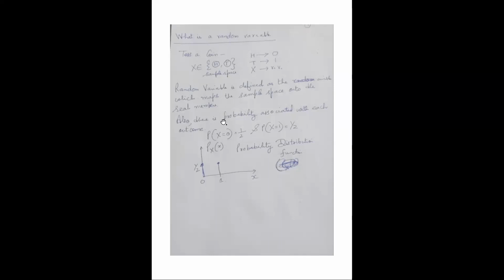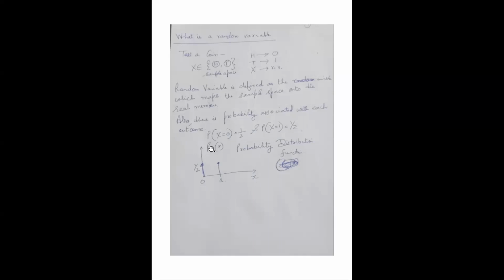With every random variable, there will be probabilities associated with every outcome, right? The probability associated with the first outcome is the probability of X equal to 0. That means getting a head is half, and the probability of getting a tail is also half. Let us try to draw these probabilities. Along the x-axis is your X variable, and it is the usual representation of putting a small x onto the x-axis.